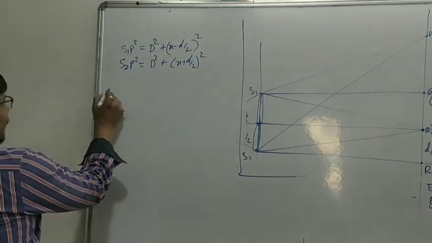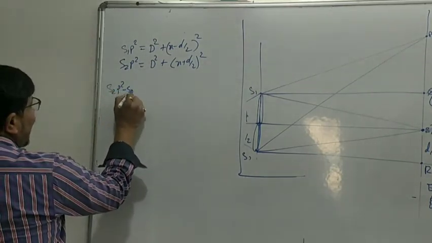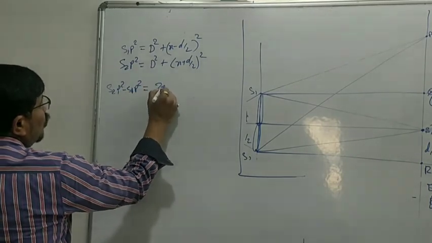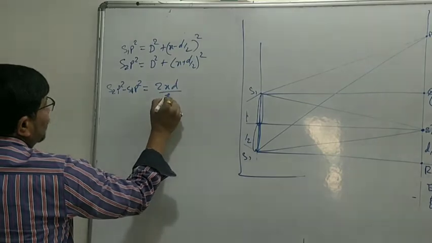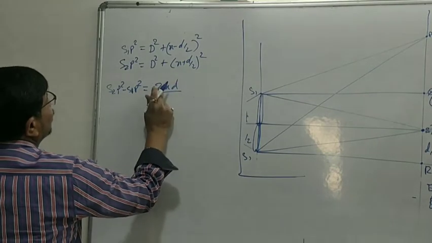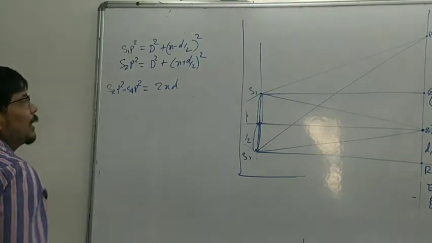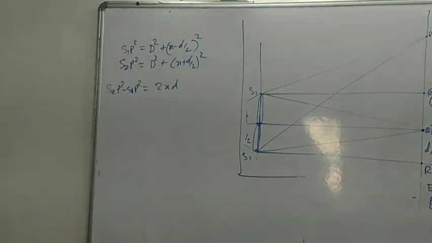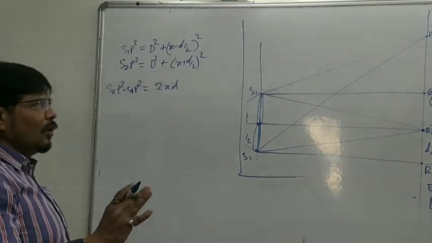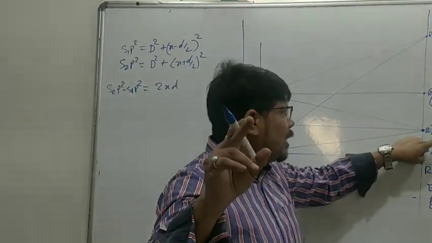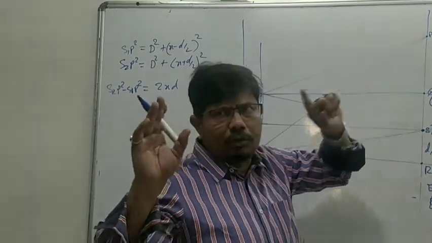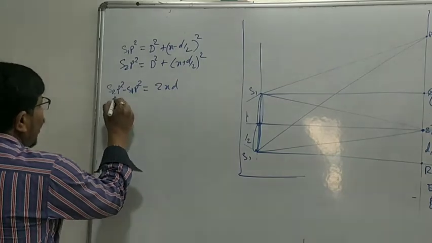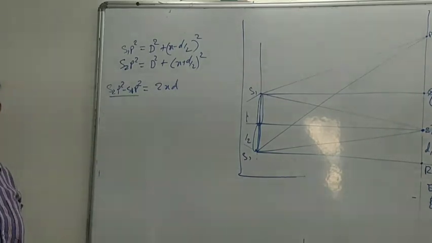So subtract them, S2P square minus S1P square, you will get 2xd. If you subtract them, you will get 2xd. Okay. x is the distance from the central fringe. Keep in your mind, x is the distance from the central fringe to whatever fringe you observed on the screen. Now use the formula a square minus b square.